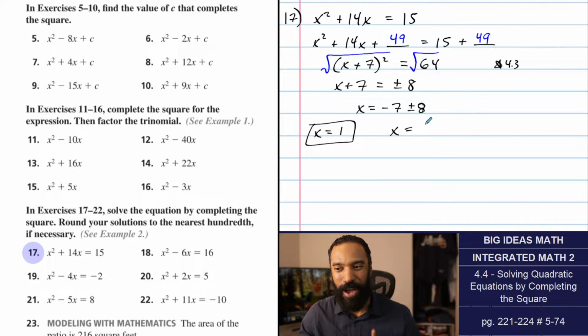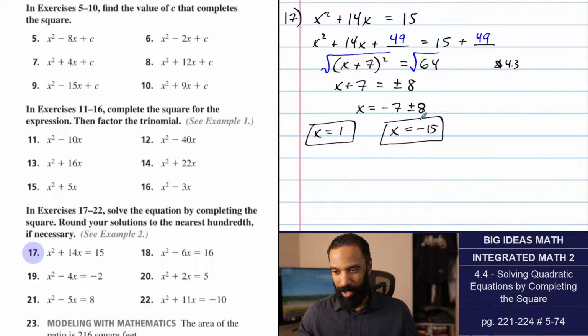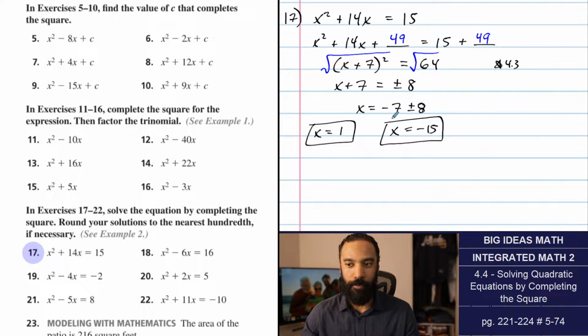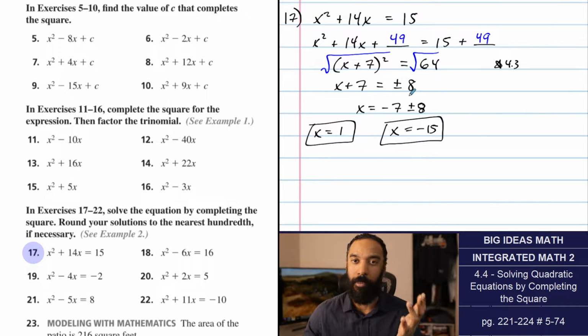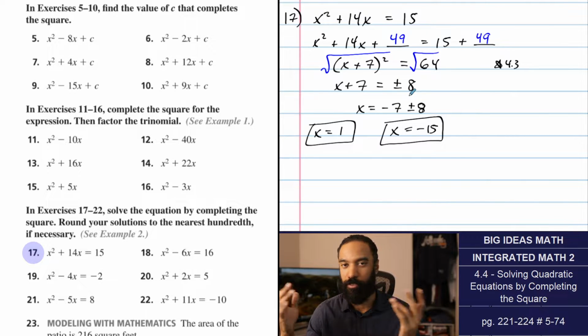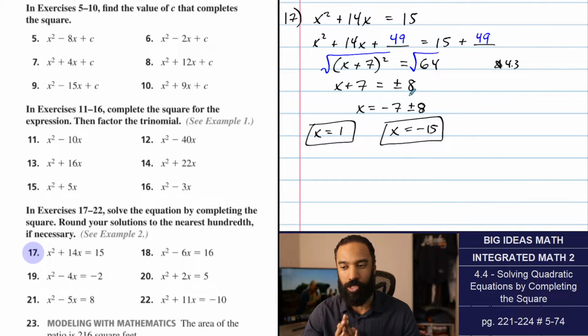Negative 7 minus 8 is negative 15. I'll hold my breath and do this. So those are the two different answers there, which also meant this was solvable by factoring. If I subtracted the 15 over from both sides, yada yada, we would get these two answers, and away we go. But we're solving by completing the square, and that is number 17.